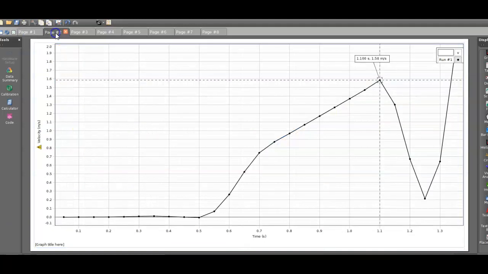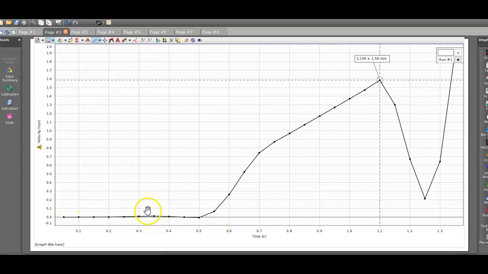So for example, here is run 1, and I started recording data before the cart was moving. Then once the cart started moving down the track, the velocity increased very rapidly. Here's the maximum velocity that I've gotten the value for, and then when it hit the end stop, it bounced and stopped and would have stopped moving.